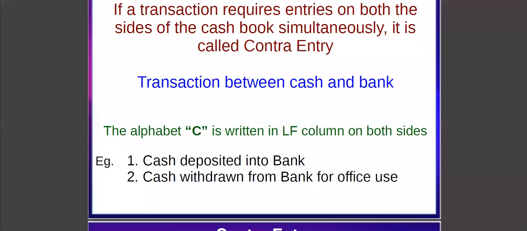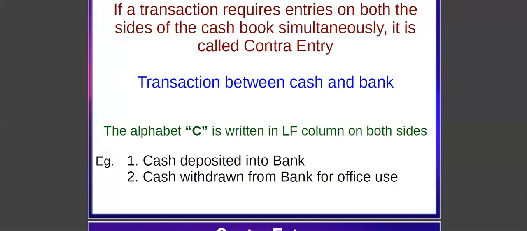Today's class, contra entry. If a transaction requires entries on both sides of the cash book simultaneously, both debit as well as credit, so that one entry will affect both sides, that is called a contra entry.